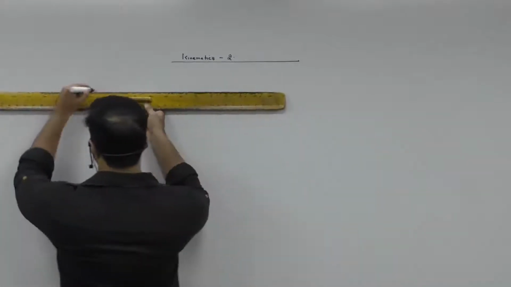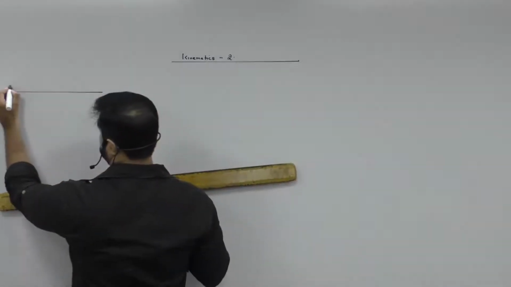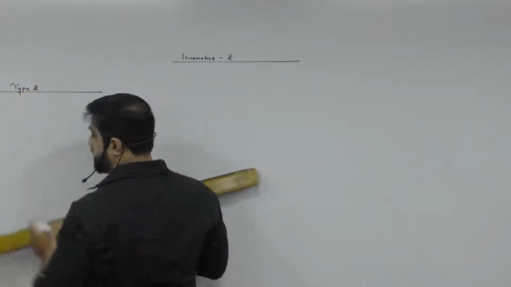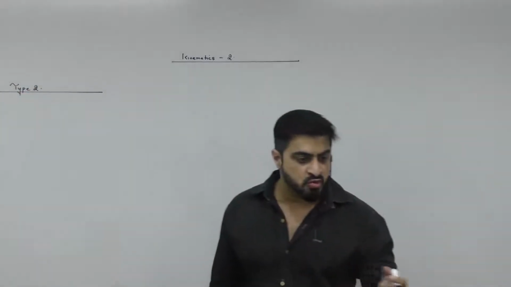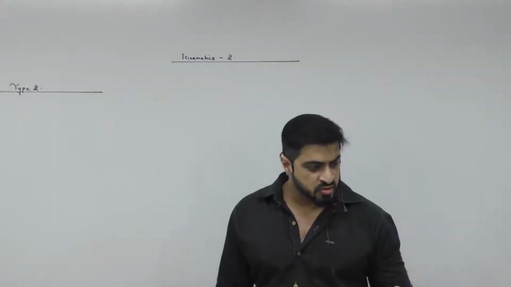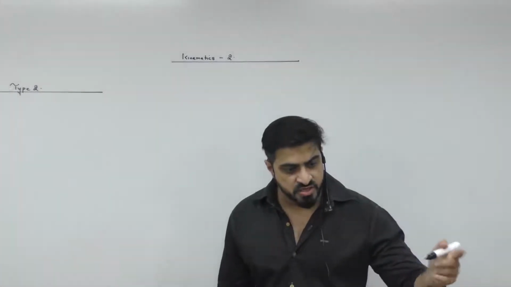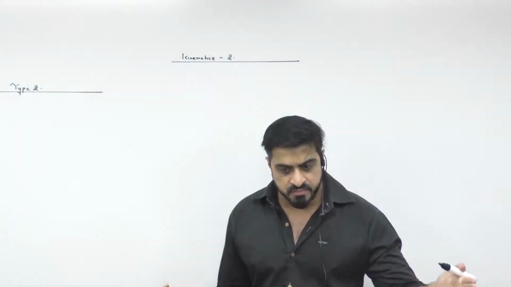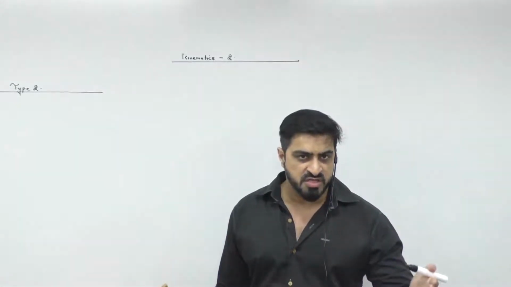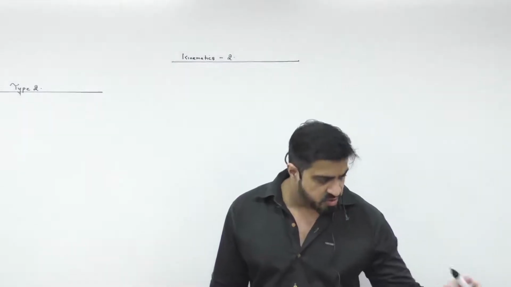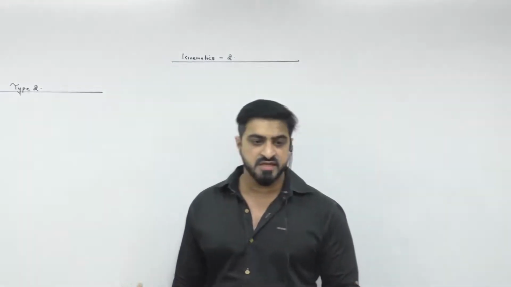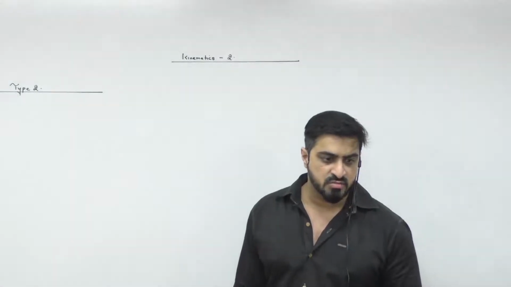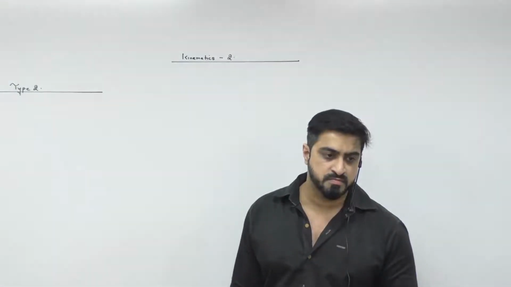We'll be dealing with type 2. Last time I had done type 1, which was uniform motion. There was only one formula. Speed is distance upon time. Average speed is total distance upon total time. Average velocity is total displacement upon total time. Miscellaneous sums were done in the class. Some questions were given for homework also.